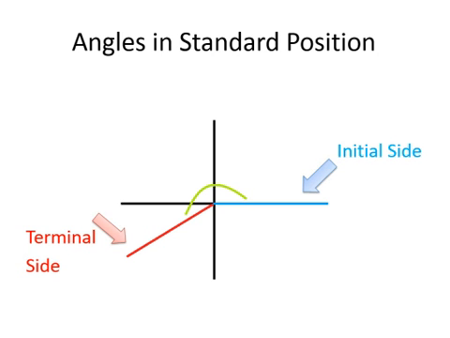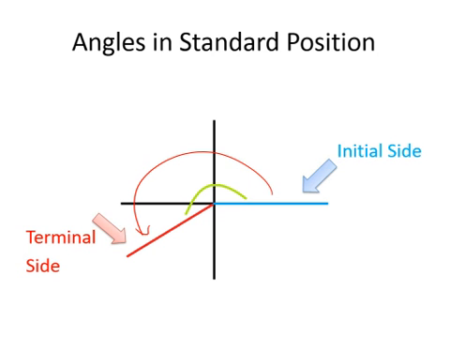If you think of a normal coordinate plane, the x-axis on the positive side is called your initial side. That's where our angles always start. The arm that ends up swinging open is called our terminal side, the side that's not along the positive x-axis. And that is standard position.